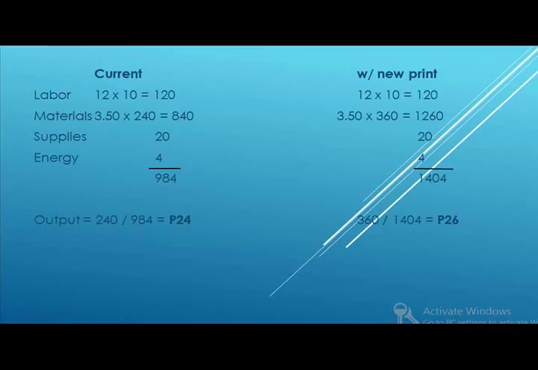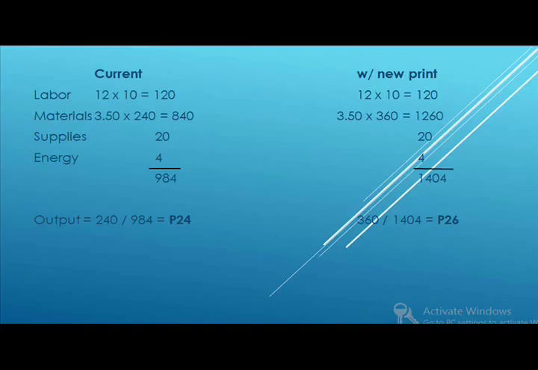When solving multi-factor productivity of current and new print, we include the labor, material, supplies, and of course the energy. And we must find the output. In the current one, the labor must have 12 hours to produce the dolls, multiplied by the 10 per hour that she thinks she will be making. That will be equal to 120.